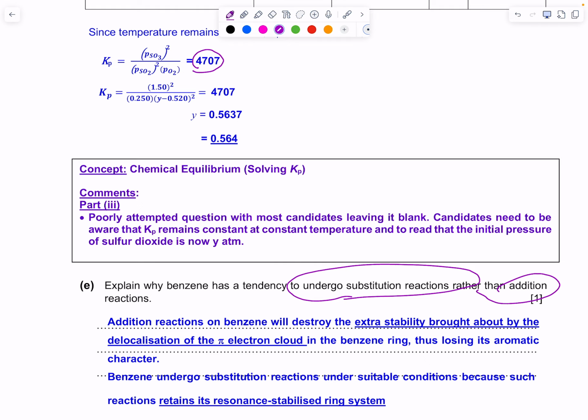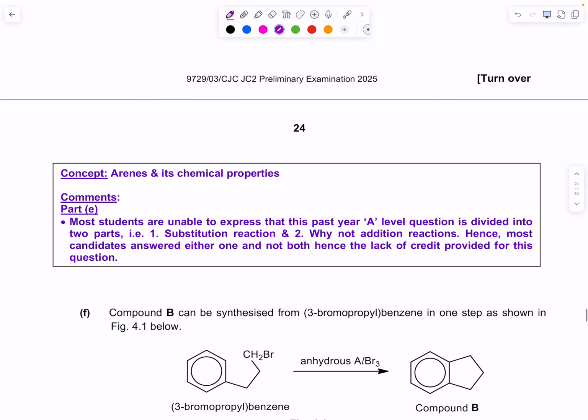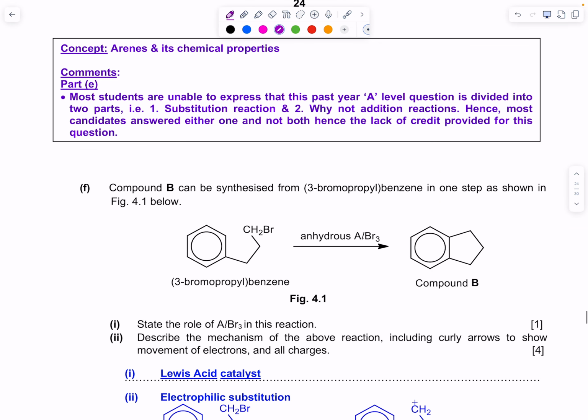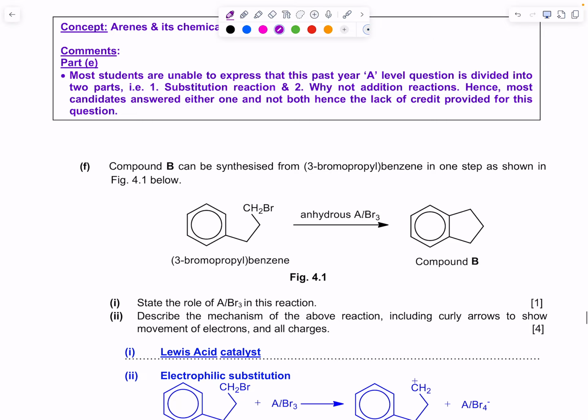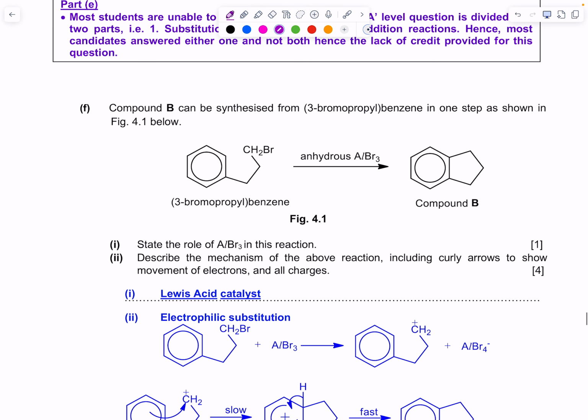Okay, next up. So, the role of AlBr3, a lot of you put catalyst, well done. But the answer is not just catalyst, it is a Lewis acid catalyst. So, failure to put Lewis acid, they will mark you wrong. Then, describe the mechanism. There are a total of 4 marks.